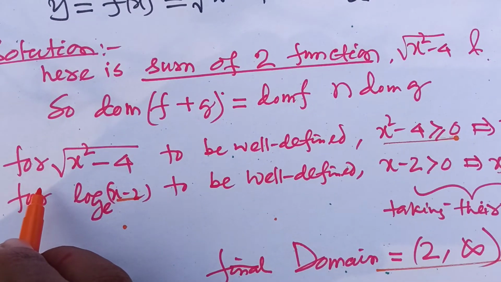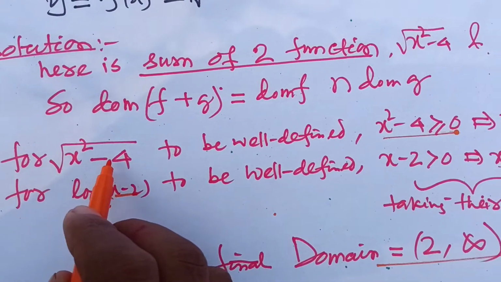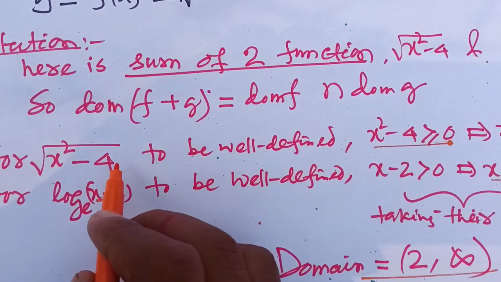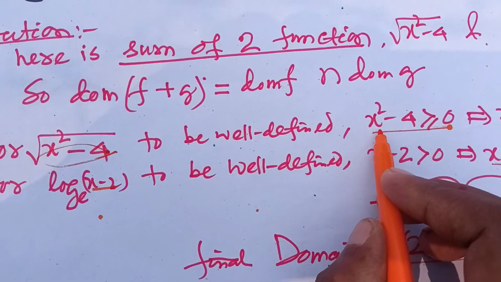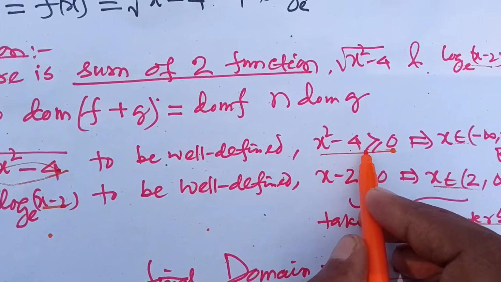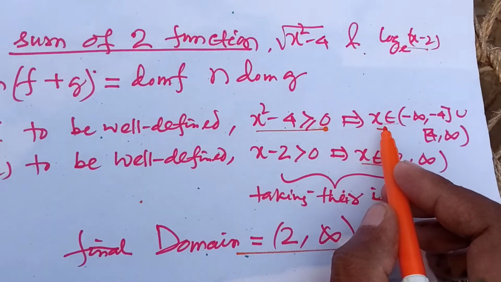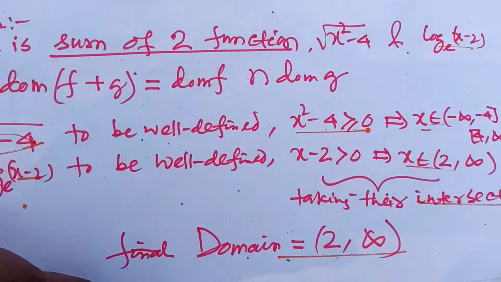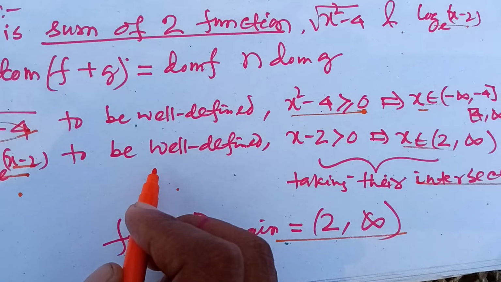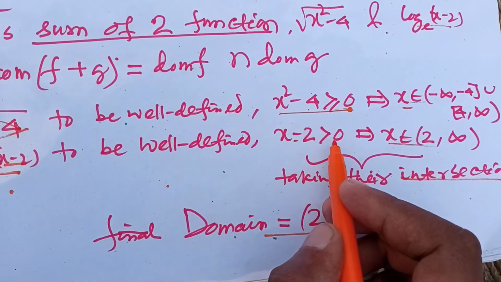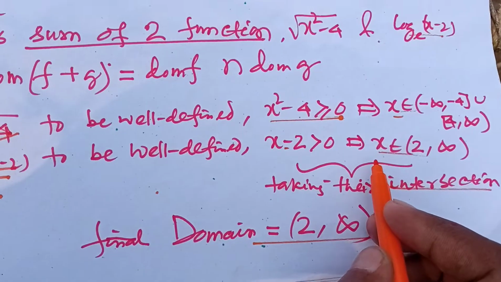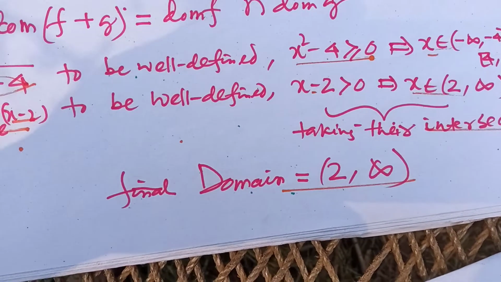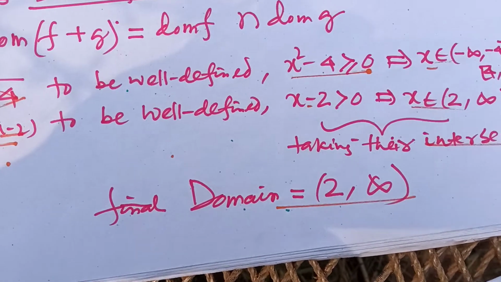For finding the domain of the square root of x square minus 4, for this function to be well defined, whatever is inside the square root, that means x square minus 4, should be greater than or equal to 0. From this we find that x belongs to minus infinity to minus 2 union 2 to infinity. Similarly, for the logarithmic expression to be well defined, x minus 2 should be strictly greater than 0. From that you find that x belongs to 2 to infinity. Taking their intersection, you find the final domain to be 2 to infinity.